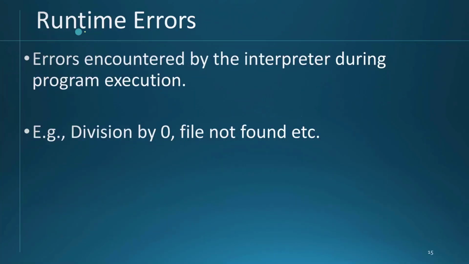Next we are going to see the last type of error, which is called a runtime error. These errors are encountered by the interpreter when the program executes. Why is this very difficult to identify? Because maybe when your program runs one time, two times, three times, it will work perfectly. Even the output will be correct.